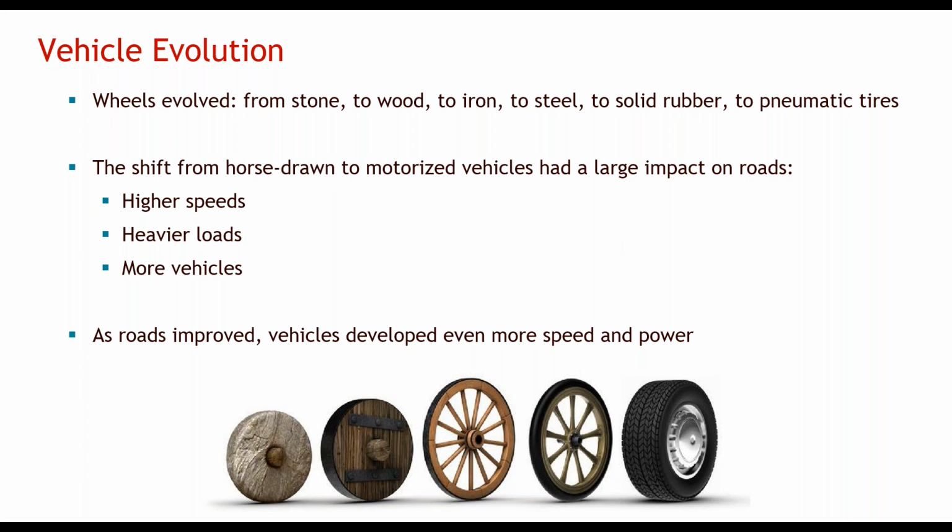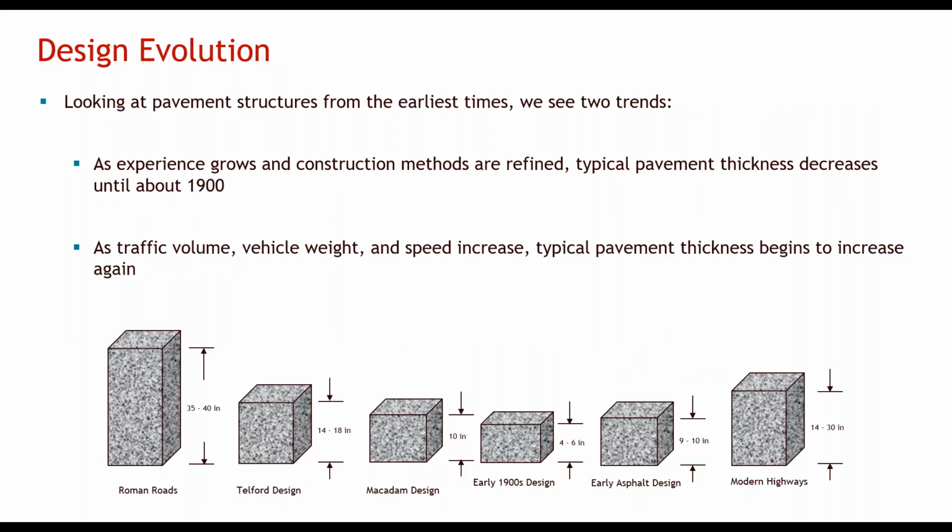Looking at pavement structures from the earliest times, we can see two trends. As experience grows and construction methods are refined, typical pavement thickness decreases until about 1900. You see the Roman roads on the left here, and then the Telford design and macadam design are some of the first designed gravel surfaced roads that were created in Europe in the 16 and 1700s, and then moving into more modern design.